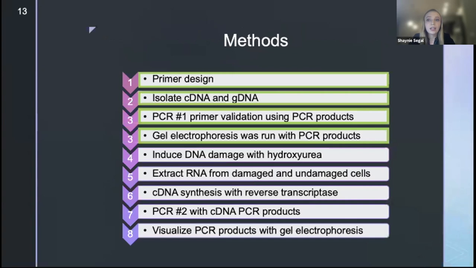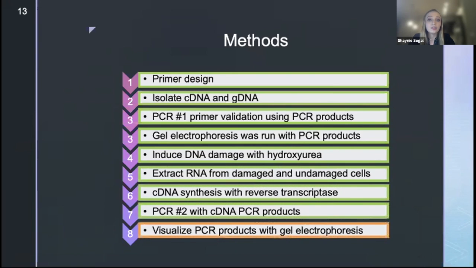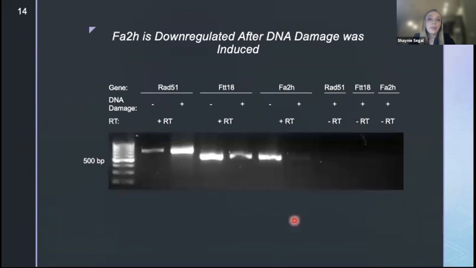So the primers were validated, DNA damage was induced, RNA was extracted, cDNA was made and amplified, and then the last experiment was completed and the last gel electrophoresis was run. So to examine the expression changes of Fa2H after DNA damage to determine if this gene is actually involved in DDR pathways, I ran another gel using the reverse transcribed cDNA and specific primers of RAD51, FTT18, and Fa2H.